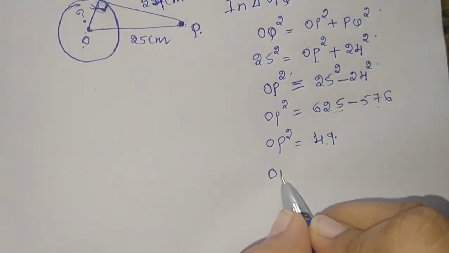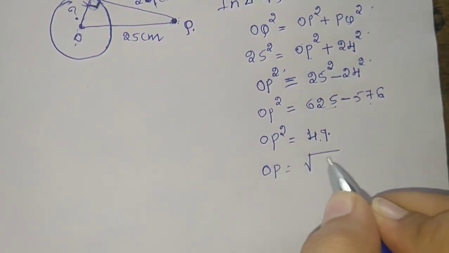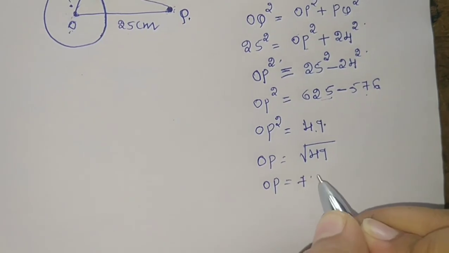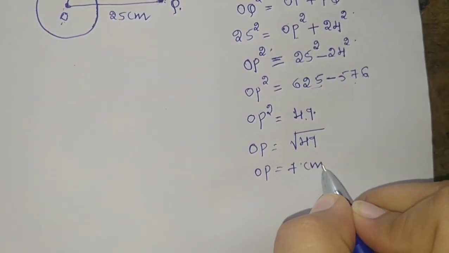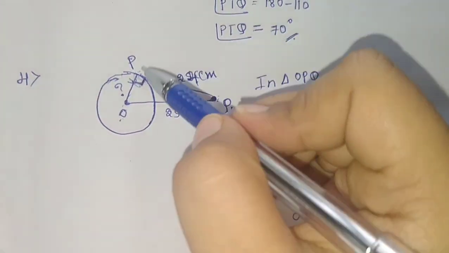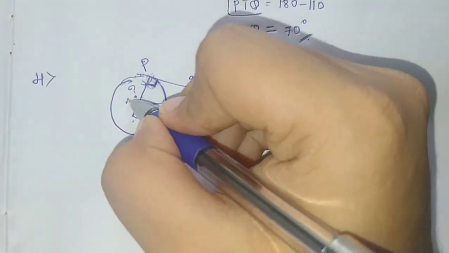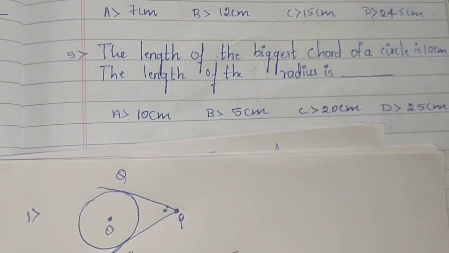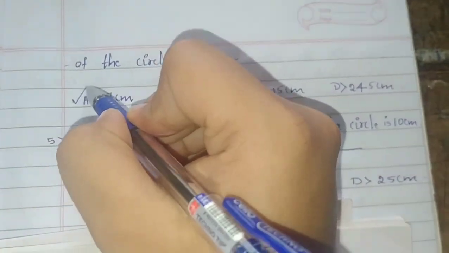So OP is nothing but root 49. So the value of OP is nothing but 7 centimeter. Here you can see the value of OP, that is the radius of the circle, is 7 centimeter. So the correct option is option A.